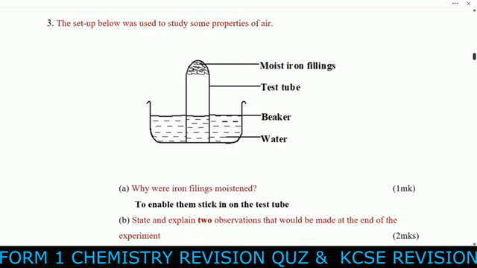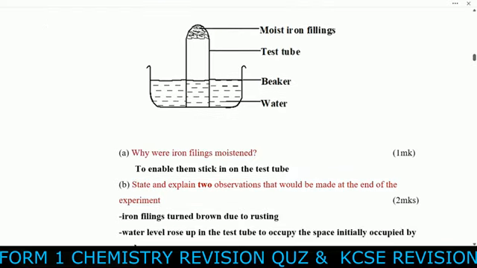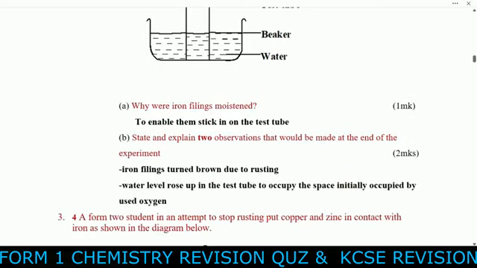Number 2, state and explain 2 observations that would be made at the end of the experiment. What observation was made at the end of this experiment? The observation is iron filings turned brown due to rusting. Water levels rose up in the test tube to occupy the space initially occupied by used oxygen. So that is what happened at the end of the experiment.